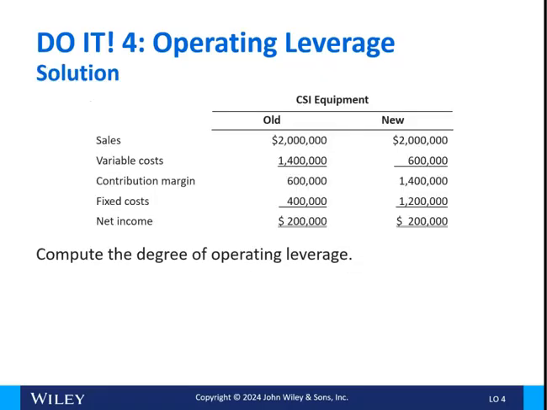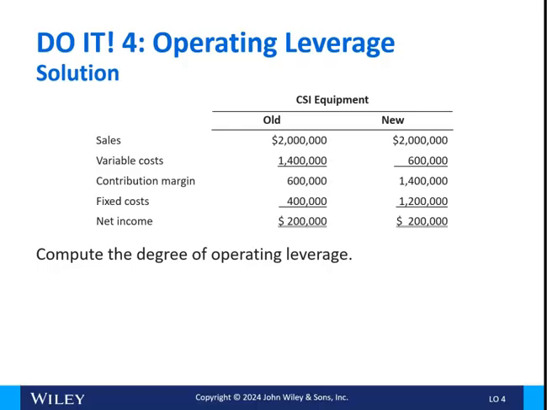So we're looking at the change in equipment, old versus new. We have the same sales in both situations. Under the old, we have higher variable costs than the new, so 1.4 million versus 600,000. Contribution margin is reflective. Fixed costs are lower at 400,000 compared to 1.2 million under the new, and we have the same net income.